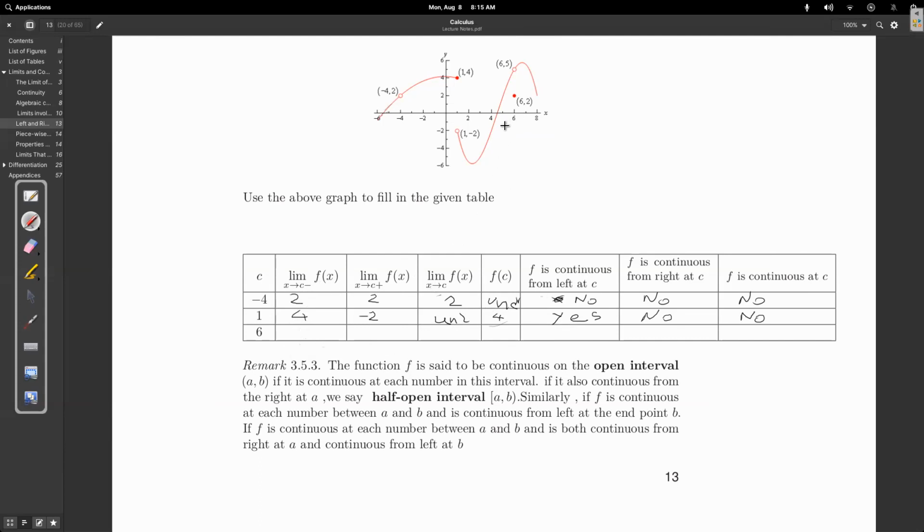Now at 6 here, if I go from this side, I get close to 5. From the other side also I get close to 5, no? So the two-sided limit is defined as 5, but the function value is 2. When I get close to 6, exactly at 6, the function value is 2. So this is a no, because the function value is defined differently. This is also no. This is also no. Any question?